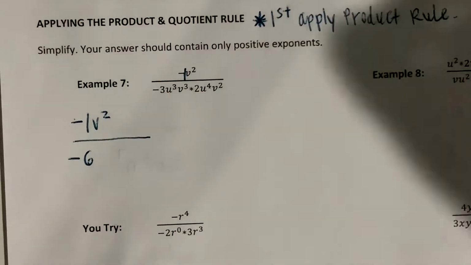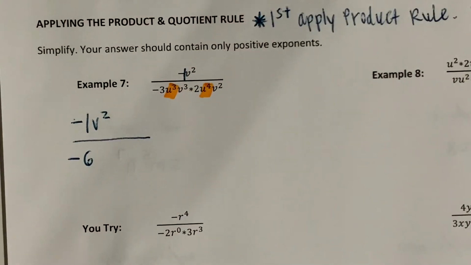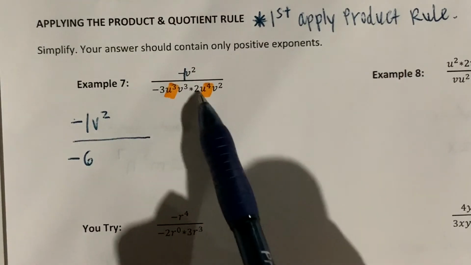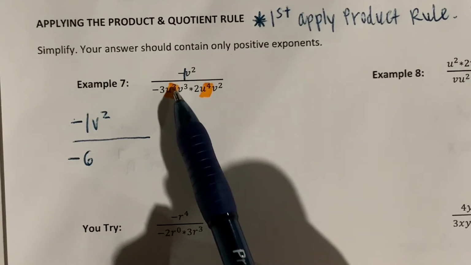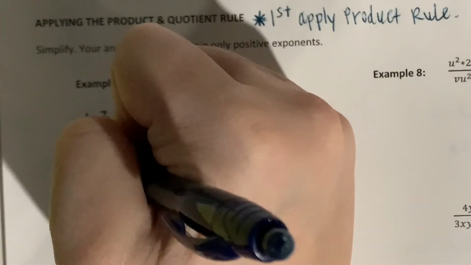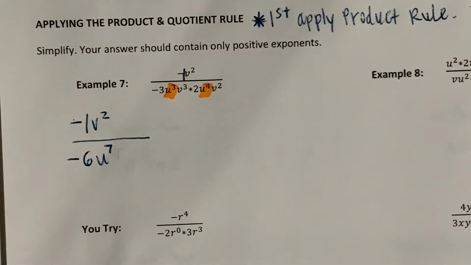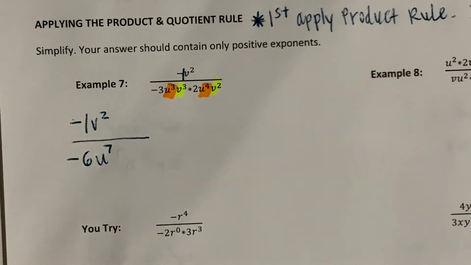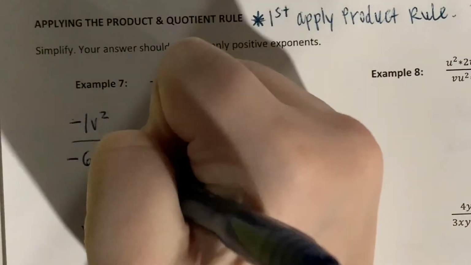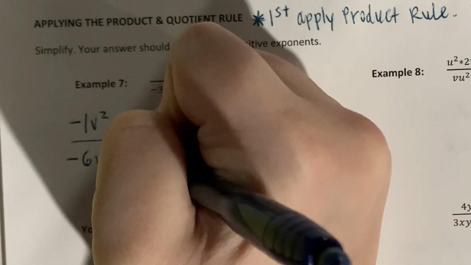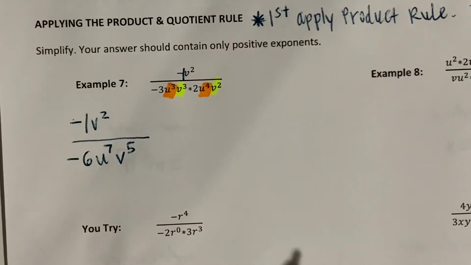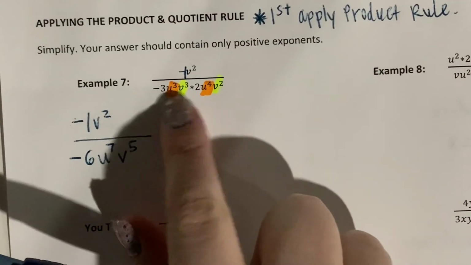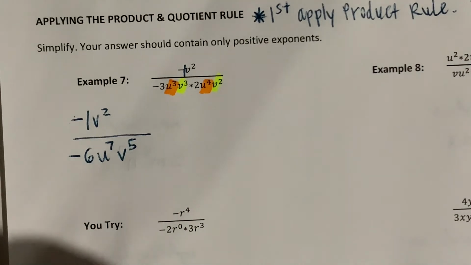Now I got to start combining like bases. I see u to the third and u to the fourth, like bases being multiplied, so I can add the exponents. 3 plus 4 will give me u to the seventh, and then I see that I have v to the third times v squared. I'll add my exponents. 3 plus 2 will give me v to the fifth power. So what I did in this step is I applied the product rule here in the bottom of my fraction.